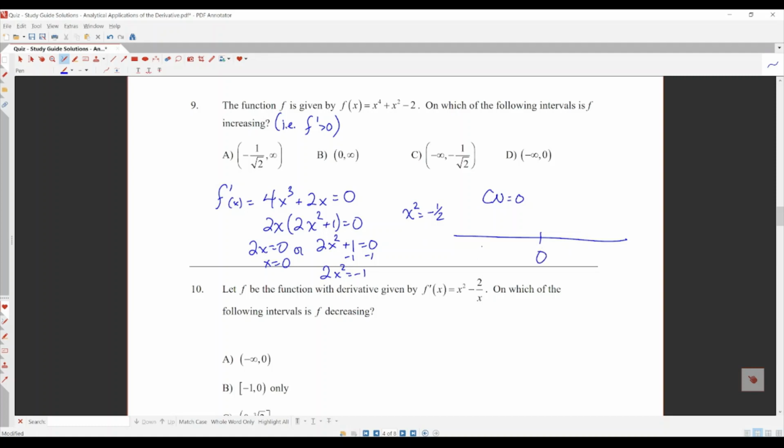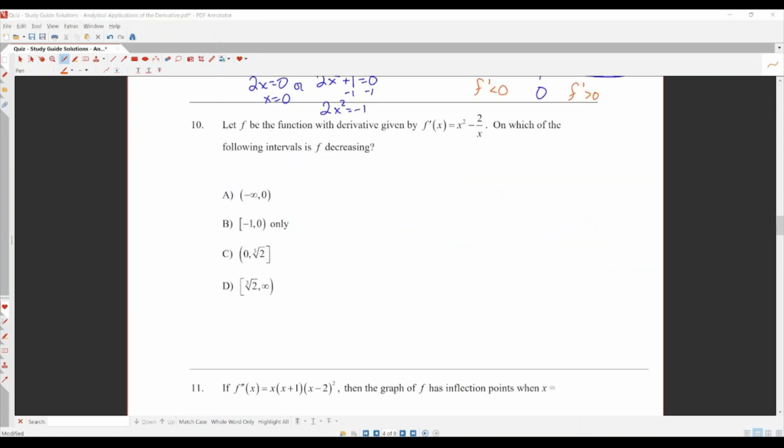Now let's take a number less than 0, like negative 1. When I put it into the derivative, this factor of 2x becomes negative. And this second factor, you're squaring a number, multiplying it by 2 and adding 1, you're always going to be positive. So that means f prime is negative here. And if I plug in a positive number, this piece becomes positive, that's positive, and therefore f prime is positive, which means the function is increasing on the interval from 0 to infinity.